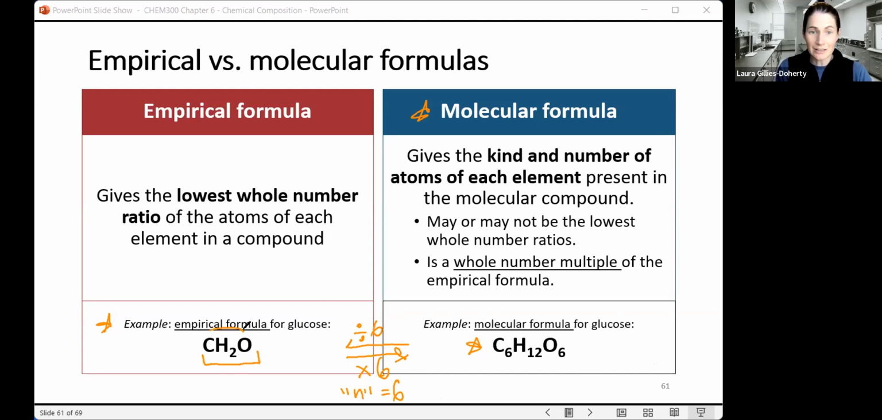So if we can calculate the empirical formula, which we know how to do from mass percent composition data, and we can figure out what N is, what the difference is, the multiple, then we can convert empirical formulas into molecular formulas. And that's what we're going to be learning how to do in this section.